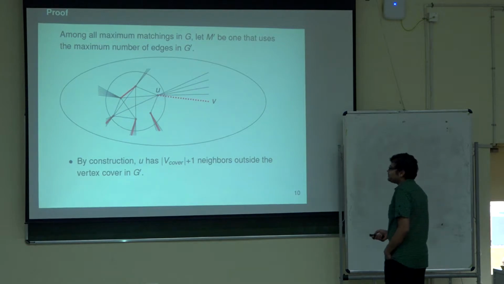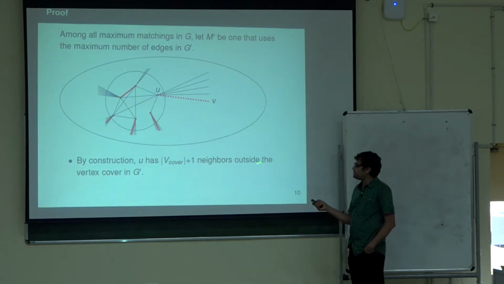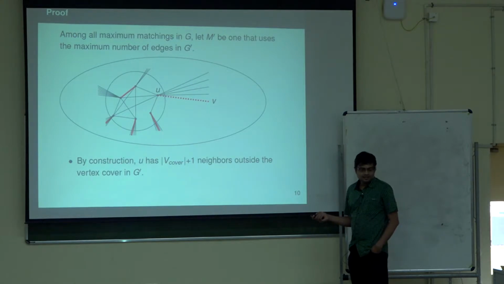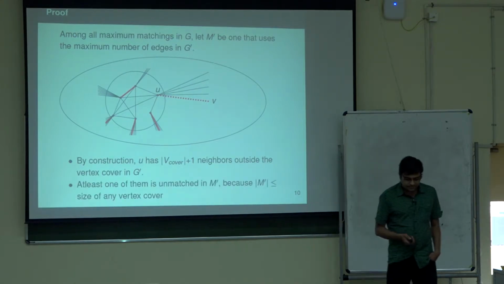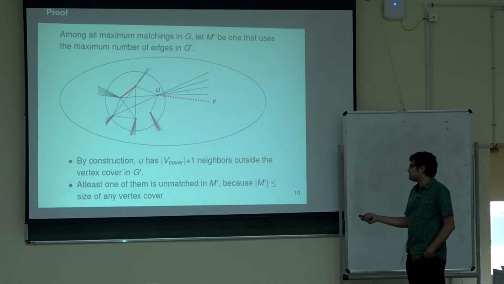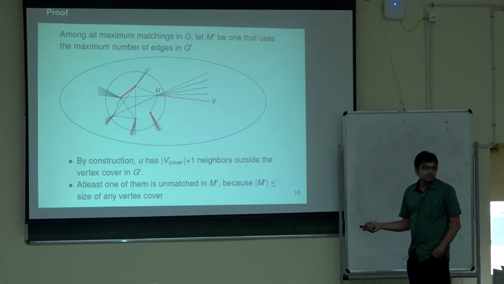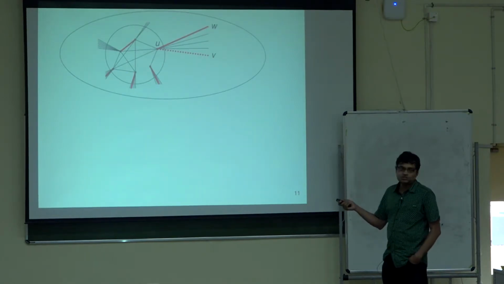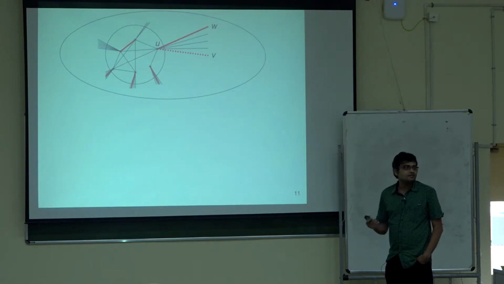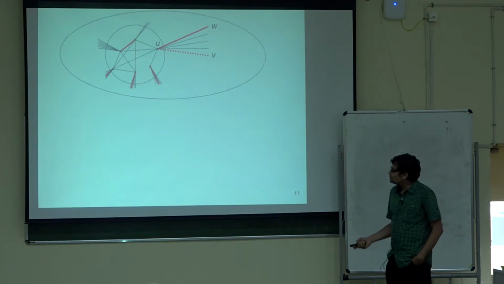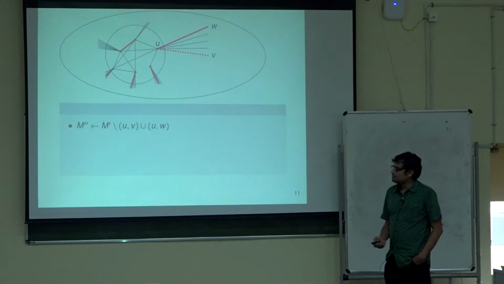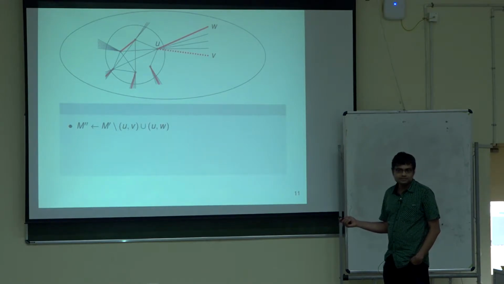Well, by construction it means that U has V cover plus 1 neighbors outside the vertex cover. Okay. And now I use this simple result which says that the size of any matching is always less than or equal to the size of any vertex cover. Which means I can find an edge UW such that W is not matched to any other vertex in the graph. Okay. So now what I will do is create a new matching in which I delete UV and add UW, and this is also a maximum matching because I have deleted one edge and added one edge.